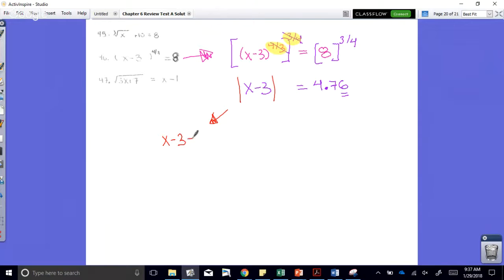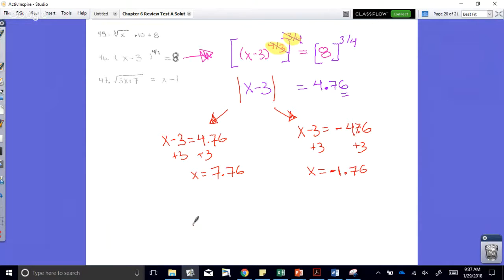Okay, all that does is, we have x minus 3 equal to 4.76. We also have to solve x minus 3 equal to negative 4.76. I'm going to add 3 to both sides, so my first possible answer is 7.76. I'm going to add 3 to both sides again, and my second answer is negative 1.76.